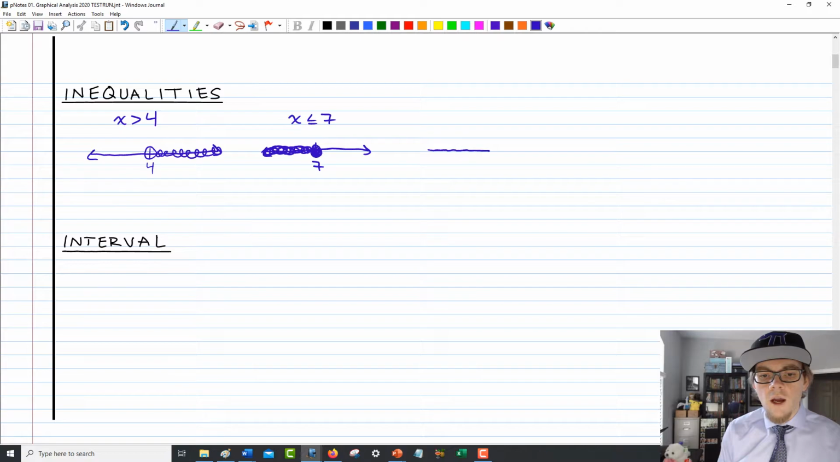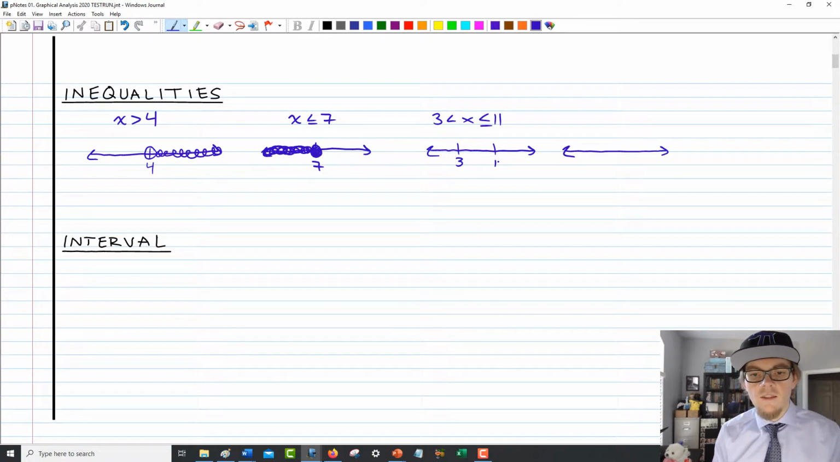Finally, there are two other forms of inequalities that you might run into. One of them would be what's called a conjunction. Let's say it's going from 3 to 11. In this case, we'd put two different numbers down, and we're saying that the values we're talking about, the ones that satisfy this inequality, are all values between 3 and 11, but including 11.